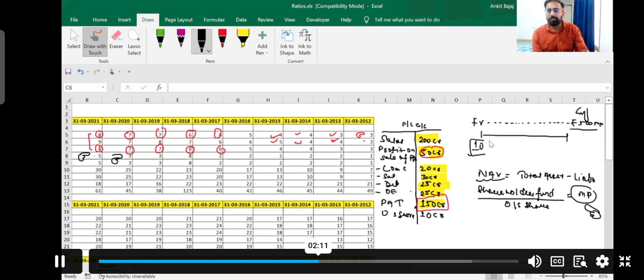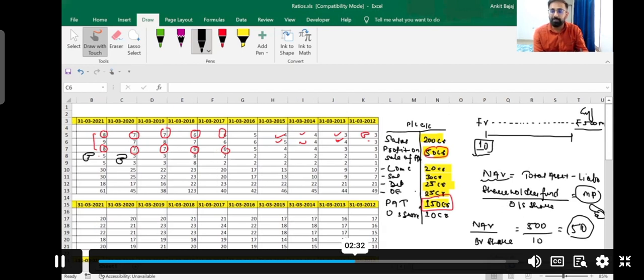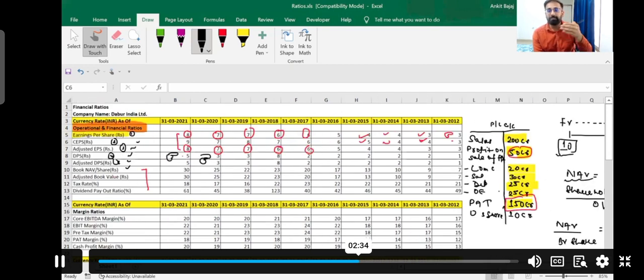So what is the book value of the share? The book value of the share is 10 and the current market price of the share is 500. If I want to calculate market price divided by book value, the market price is 500 and the book value is 10. So the market price is 50 times the book value, which is a good signal. If there is a huge difference between market price and book value of share, it shows a good result, that the company's market price is continuously increasing.